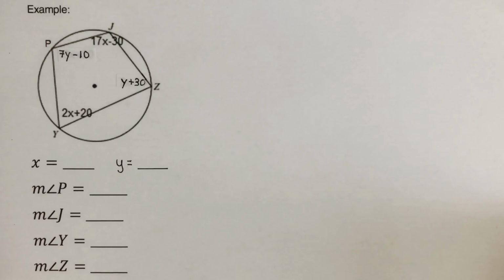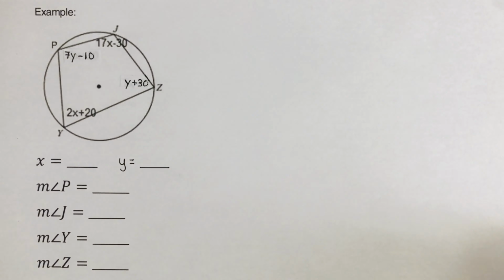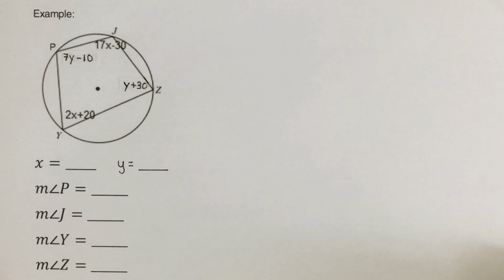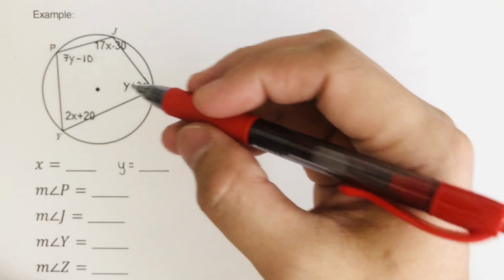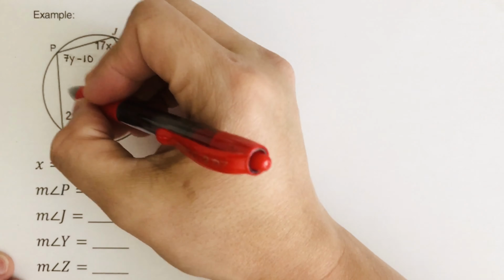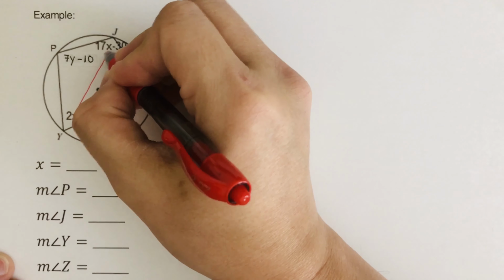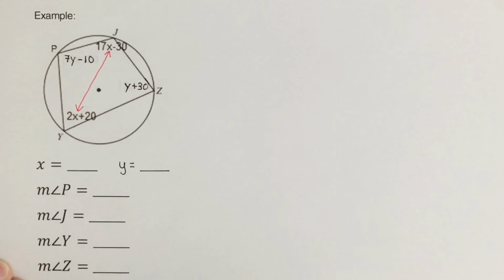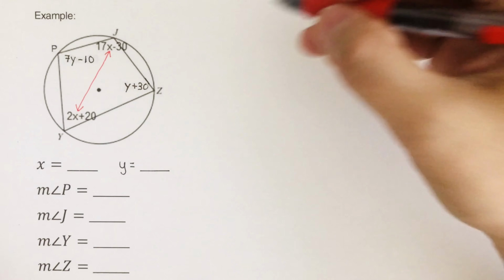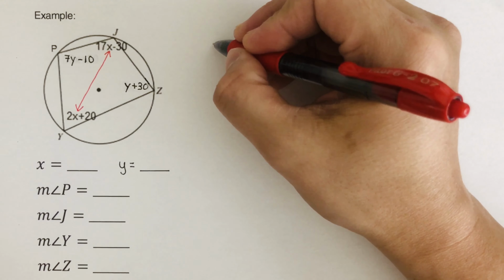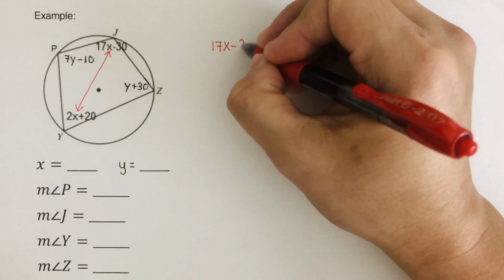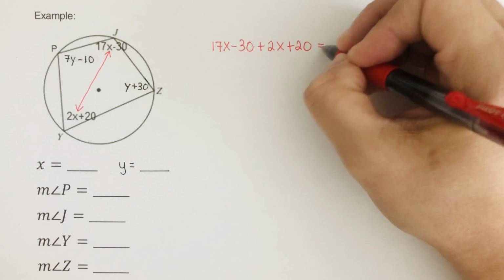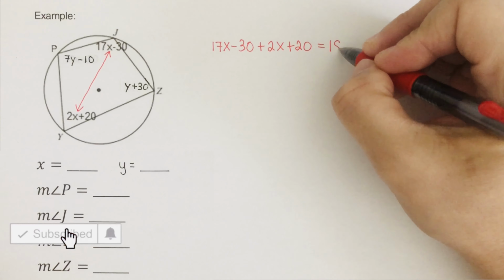What if we are given expressions? We are given these angle measures right here, and we're supposed to solve for x and y. We do pretty much the same thing. We take the angles that are across from each other and add them up, equal to 180. I'm going to do the angle y and angle j, since they are across from each other. I'm going to set it up as 17x minus 30 plus 2x plus 20 equals 180 since they are supplementary.